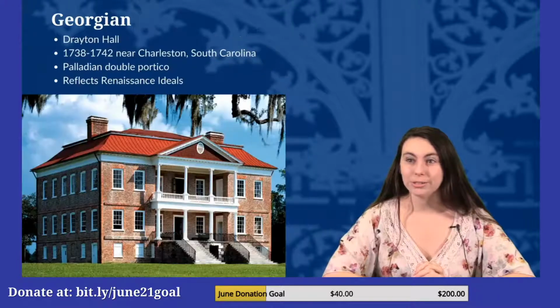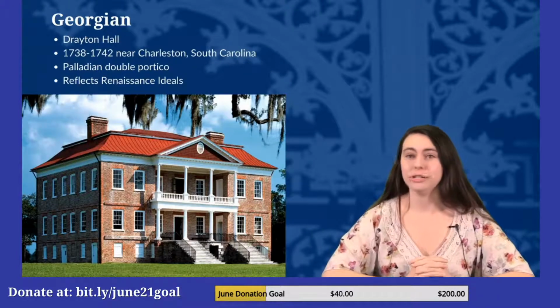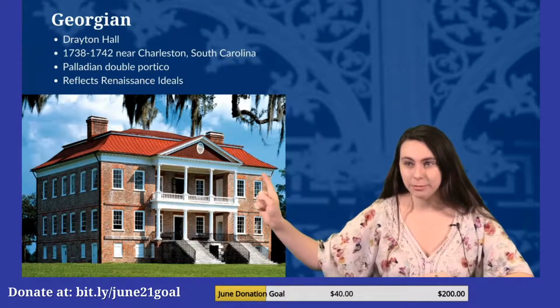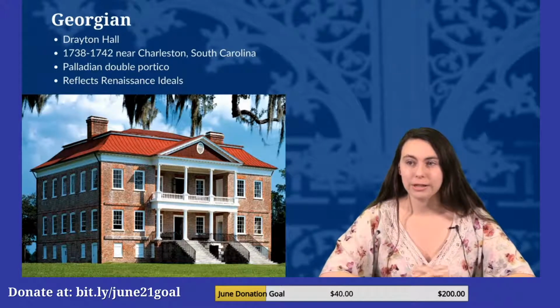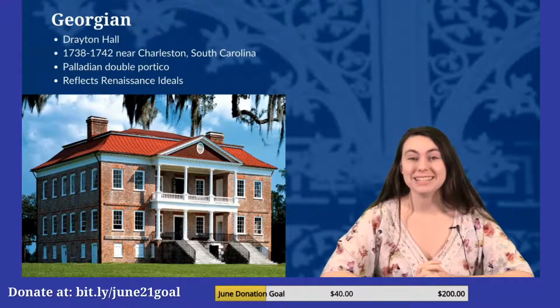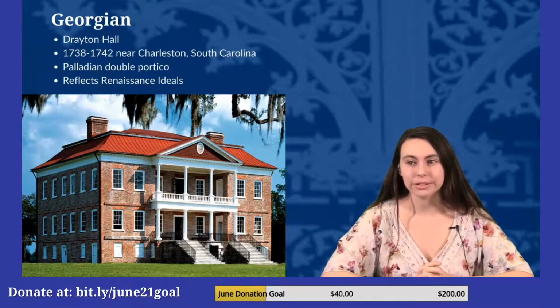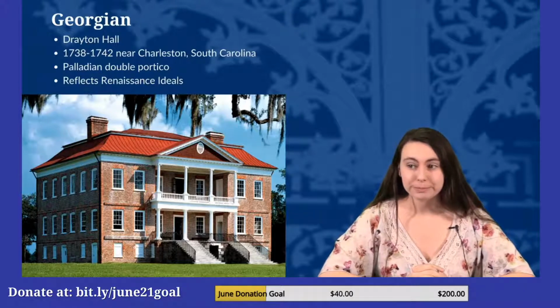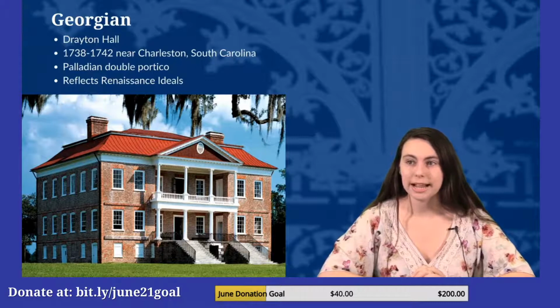So now we're going to go on to the next house, which is also a Georgian house, but it's a little bit different. As you can see, it still has the hip roof and some of the other elements, but this one is called Drayton Hall. It was built in 1738 to 1742, and it is located near Charleston, South Carolina. So we're going a little farther south, and the South has some different variations to the Georgian style.